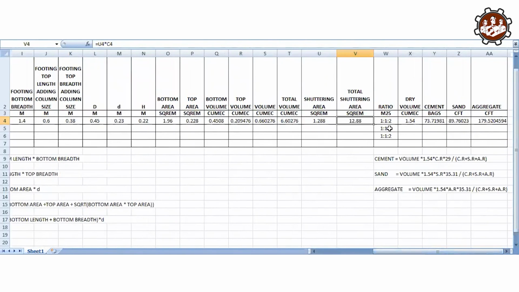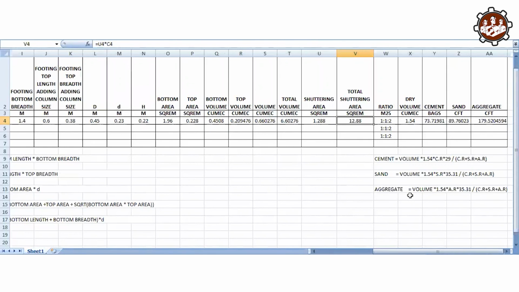For the M25 grade of concrete, we have a ratio of 1:1:2. One is for the cement, one for the sand, and two for the aggregate. This is the standard formula for the calculation of cement: volume into 1.54 into cement ratio into 29 divided by cement ratio plus sand ratio plus aggregate ratio. Same formula for the sand: volume into 1.54 into sand ratio into 35.31 divided by cement ratio plus sand ratio plus aggregate ratio. Same formula for the aggregate.